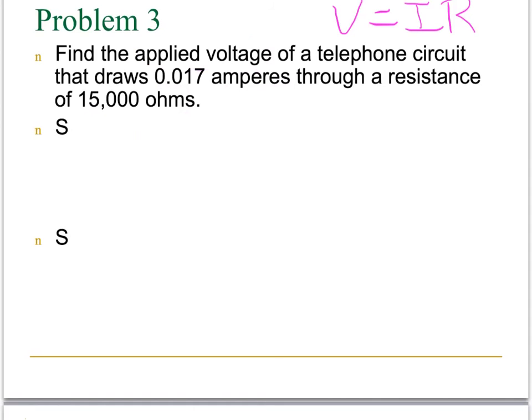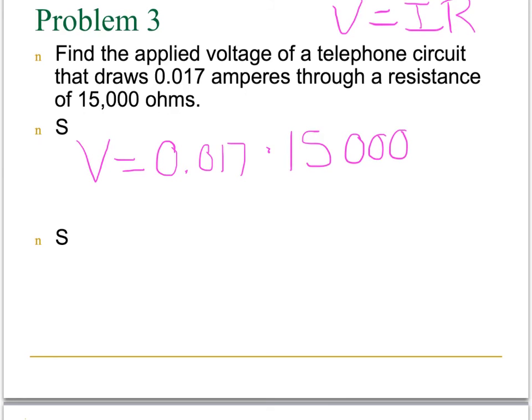Because this equation is already solved for the variable we're looking for, we don't need to do any rearranging. So we can simply go ahead and substitute. So we get voltage equals 0.017 times 15,000 ohms. When we plug this into a calculator, we get voltage equals 255 volts.